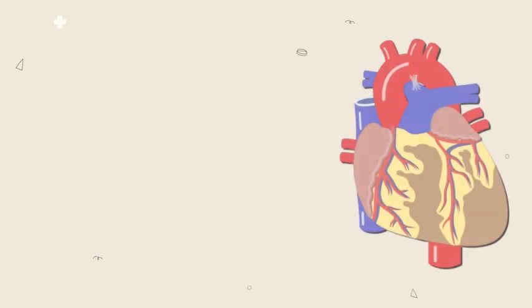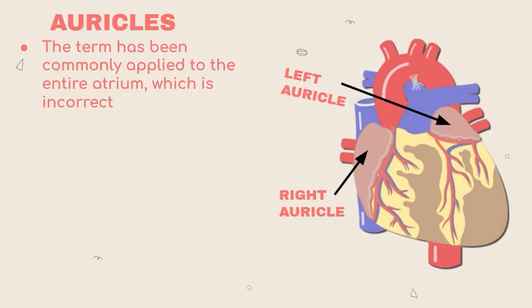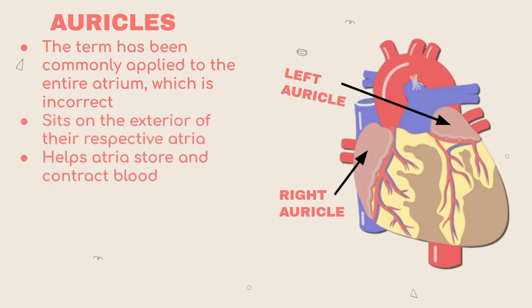Going back to the atria, both atria have auricles, a commonly applied term used for the entire atrium, which is incorrect since they are different. Auricles sit on the exterior of their respective atria, and their purpose is to help the atria store and contract blood. They are easy to remember because they kind of look like floppy dog ears.